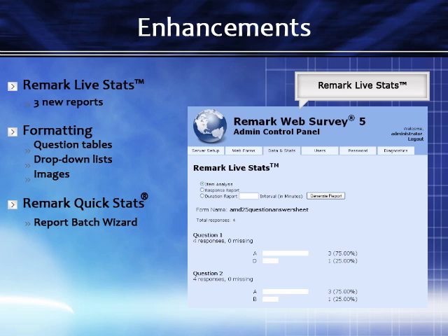Additionally, the ability to auto-filter reports has been integrated into the new report batch wizard. You can select up to 3 separate fields by which to break down data into separate reports. For each unique set of records, a new report set will be generated automatically. For example, if you process course evaluations, Remark Quick Stats can automatically separate each instructor's results into individual reports.